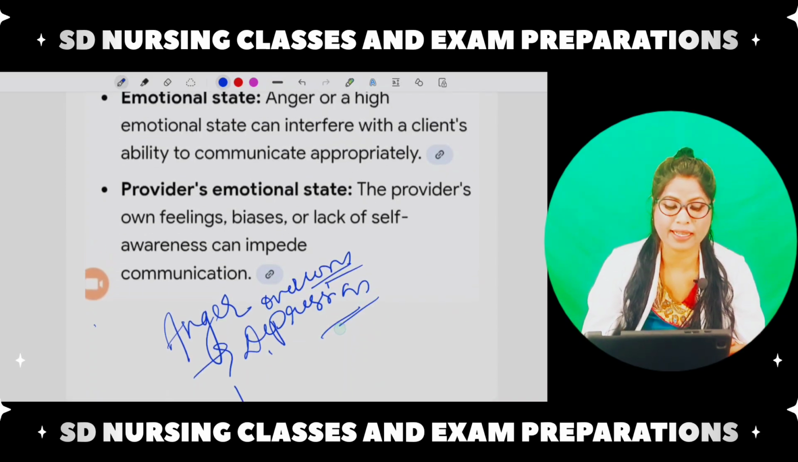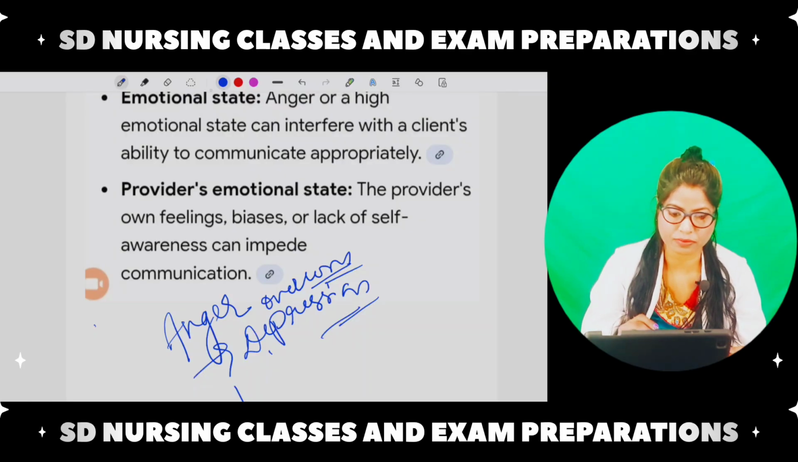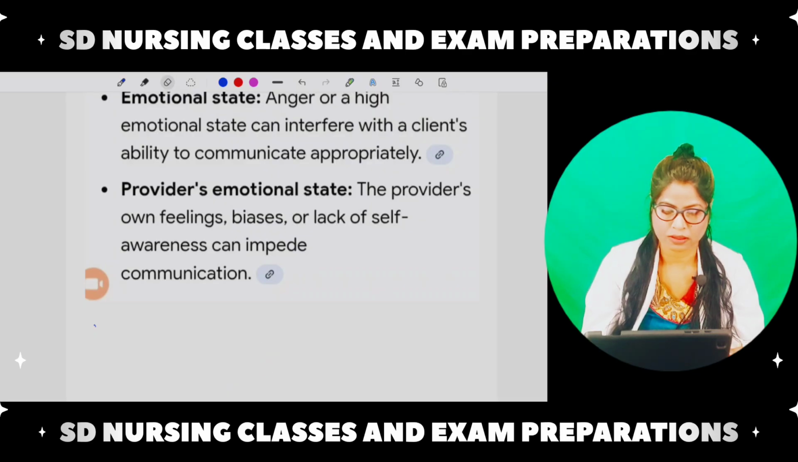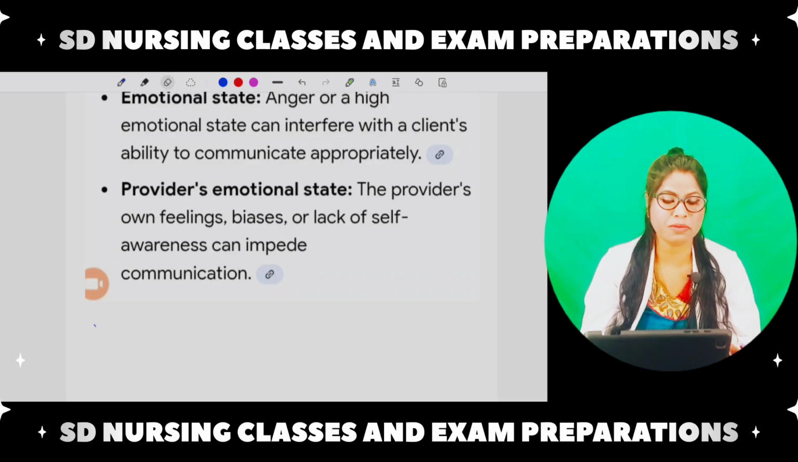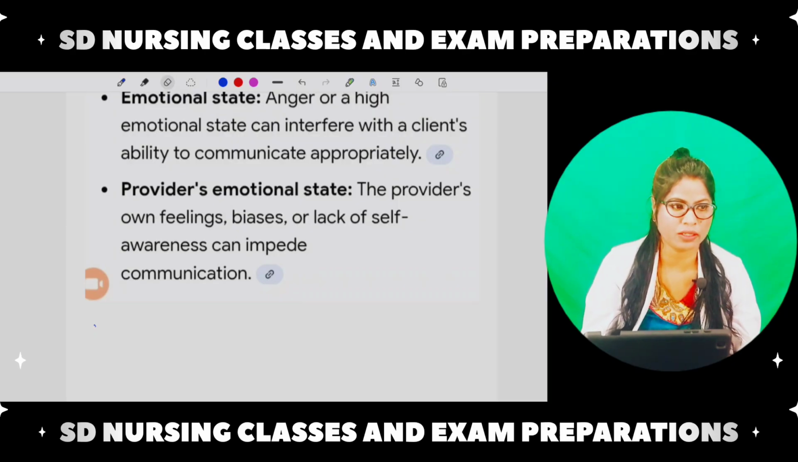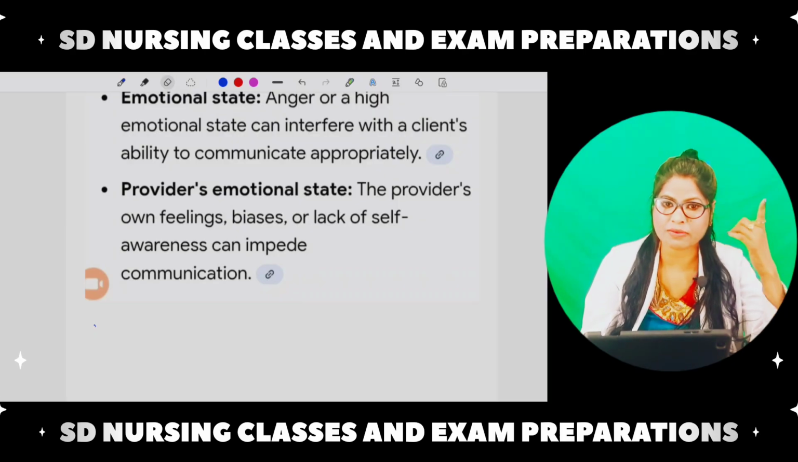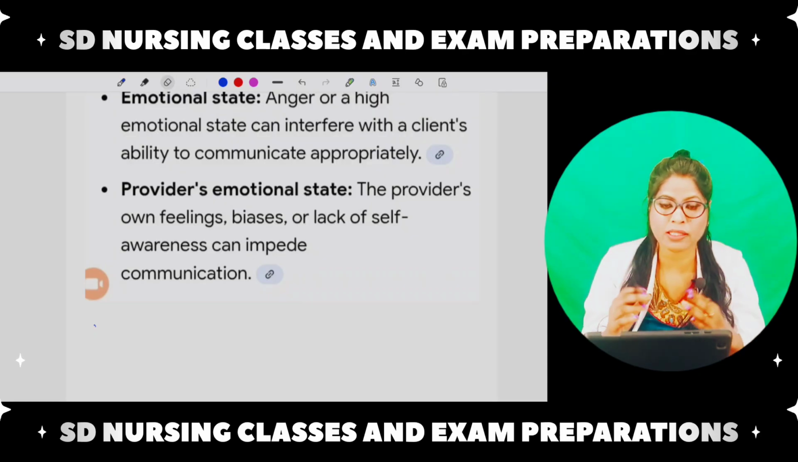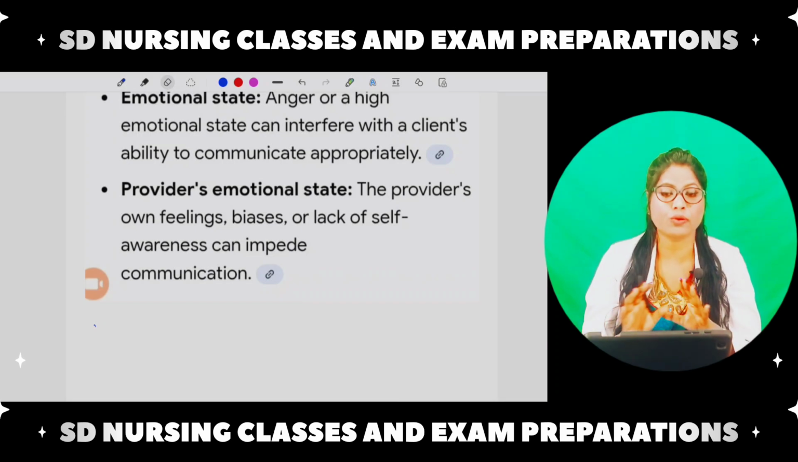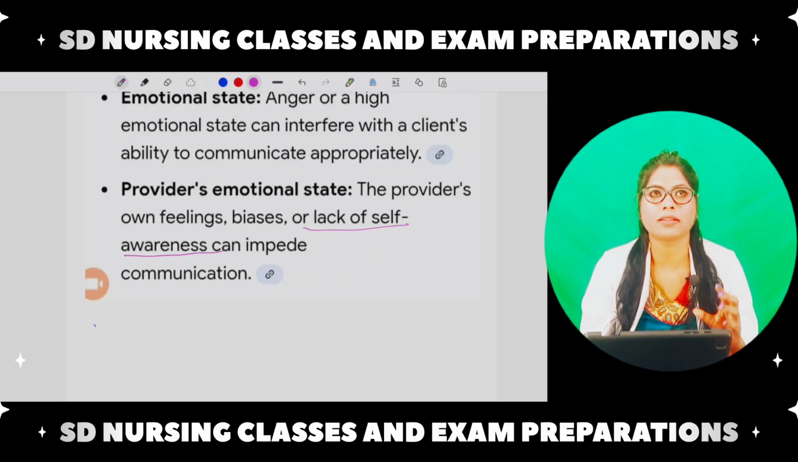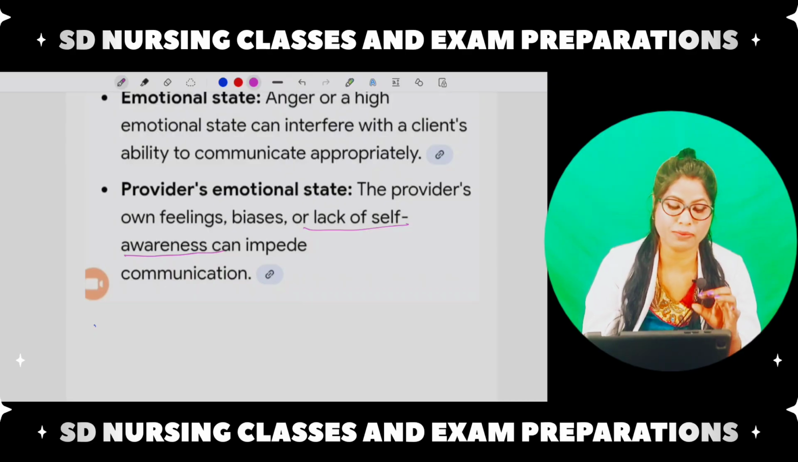Provider's emotional state. Next is provider's emotional state. Sometimes providers means we, the nurses. What is our emotional state? If something happened at our home, and that stays in our mind, and we go to the hospital and show that type of anger or sadness in front of the patient, this is a lack of self-awareness, and that can be a barrier to effective communication.